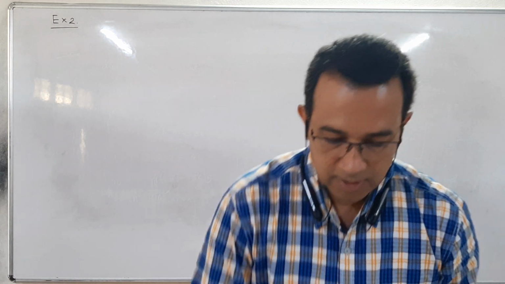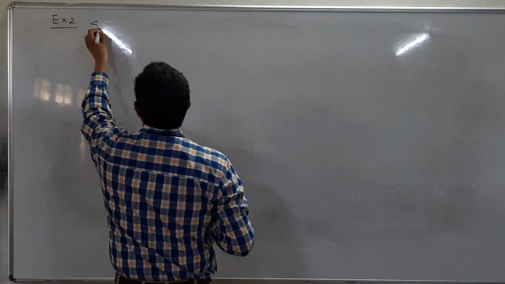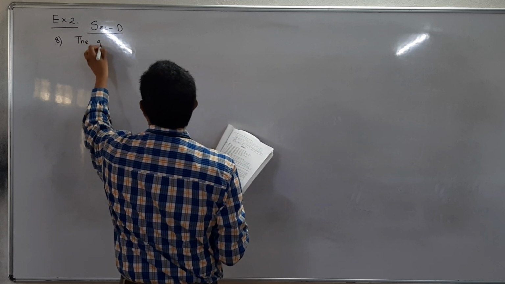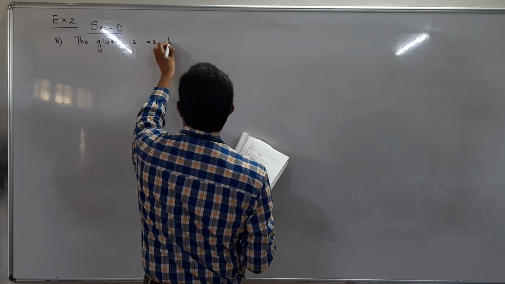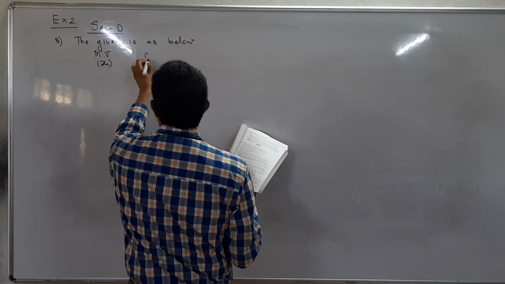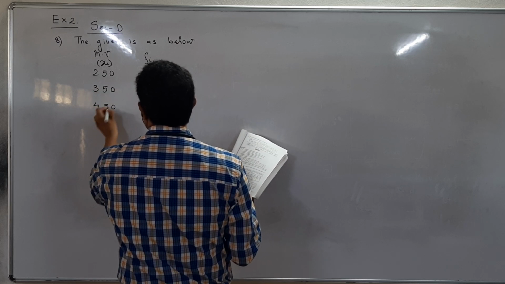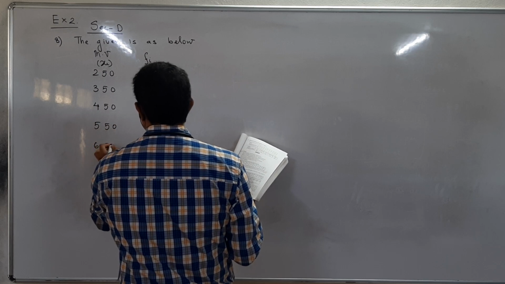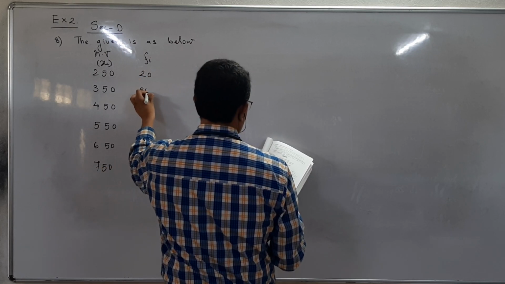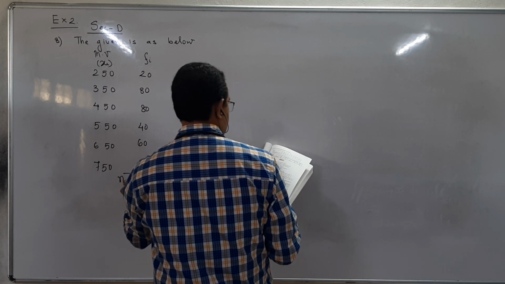So first of all, I note down the given data. Section D, exercise 2, sum number 8. So we write the given data is as below. We note down mid values xi corresponding frequencies fi, 250, 350, 450, 550, 650 and 750. Corresponding frequencies are 20, 80, 80, 40, 60 and 20. Total frequency is given as 300.